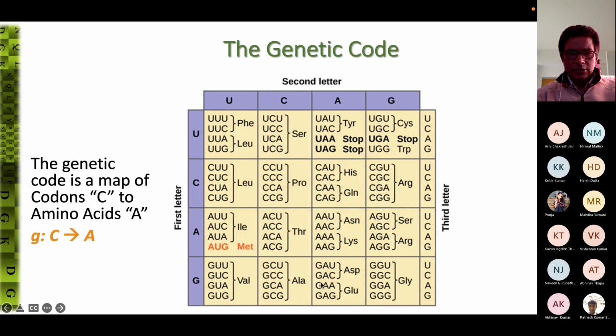This methionine is, where is that gone? I can't find it. Yeah, there. So AUG. So that's methionine. So AUG is methionine. So that is the start codon. And then you have the stop codon.